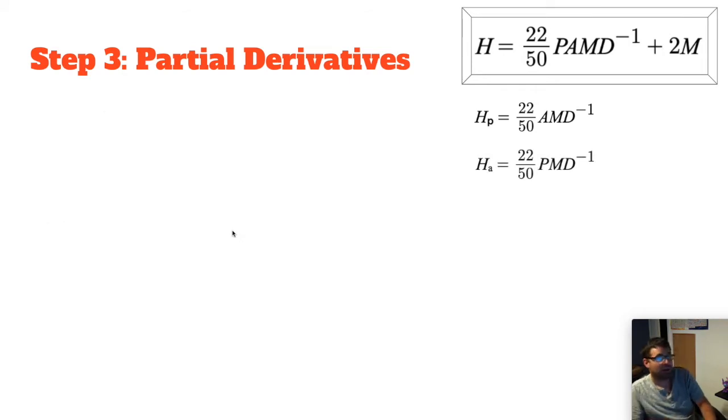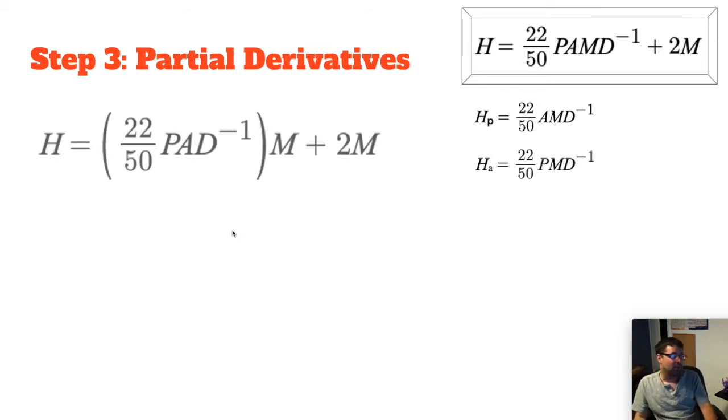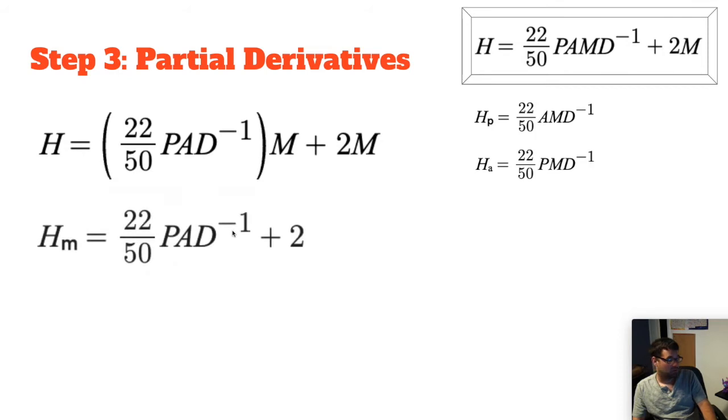Let's talk about M. This one we regroup. The first half is the same, the second half is a little bit different. First half, we brought down the 1 and the M disappeared. But 2 plus 2M, we brought down the 1, now the 2 is still left over. So anything to the first power just remains with whatever constant was there originally. So that is the partial derivative with respect to M: 22/50ths PAD to the negative 1 plus 2.